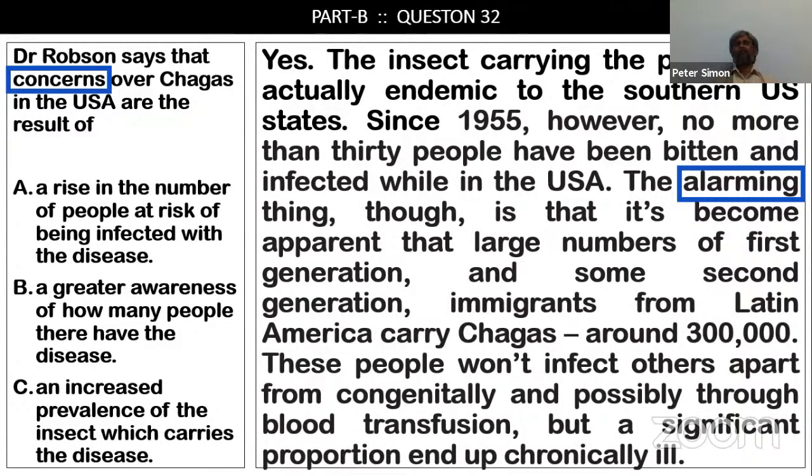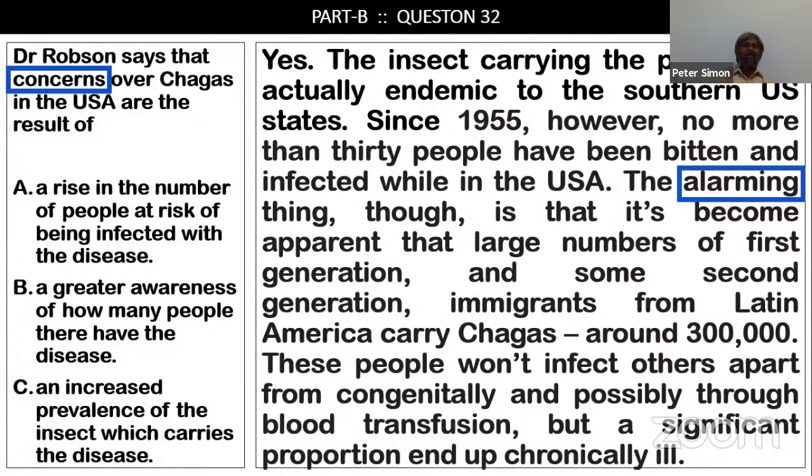The alarming thing is that it becomes apparent in large numbers. Try to understand that. The alarming thing though is that it's become apparent. Apparent means very clear. Very clear. Means easily noticed, easily seen, easily observed. It is apparent. Apparent means what?